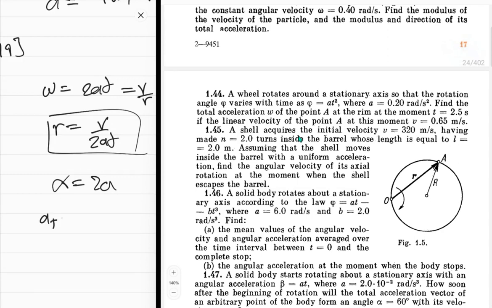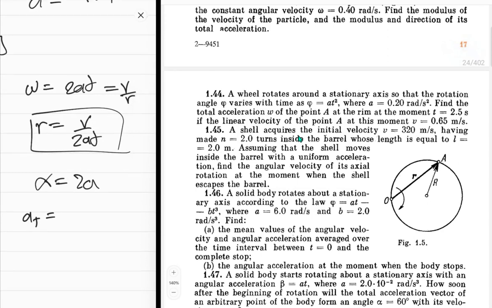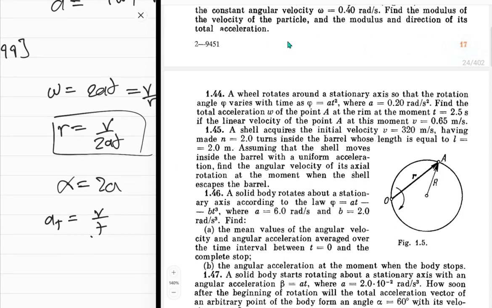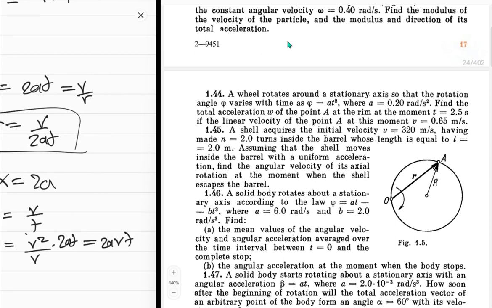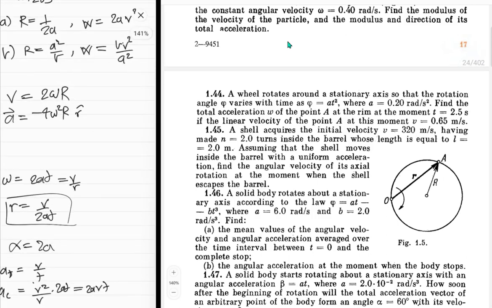So tangential acceleration is just this times the radius. That will be 2a times v upon 2at, so it's going to be v upon t. Nice, which makes sense, of course, at constant angular acceleration. And the centripetal acceleration is just v squared upon r. R is just this thing, v upon 2at, so it's going to be 2avt. Make sense? Cool.